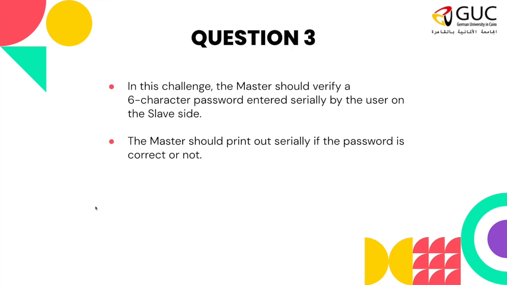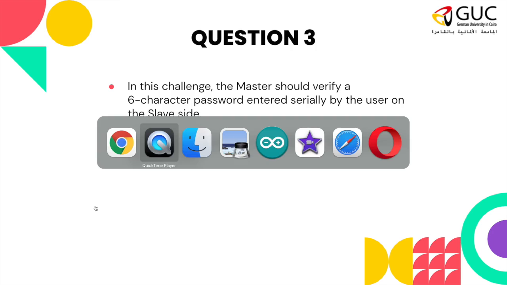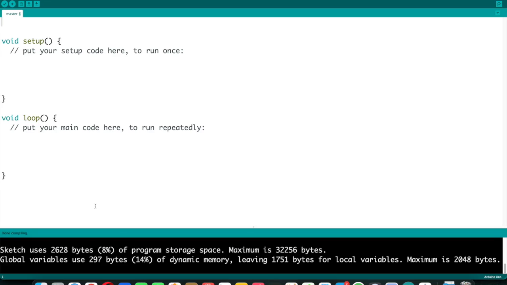So on the slave side, a user will write a password, a 6-character password. This password will be sent to the master to verify if it is correct or not. And later on, the master should print out serially. Serially means using the serial monitor, if the password is correct or not. So after verifying the password, the master on its serial monitor will print whether the password is correct or not. So let's go into the implementation using the Arduino IDE.